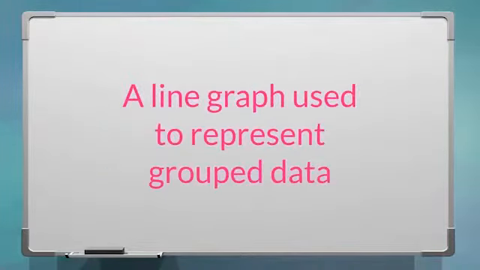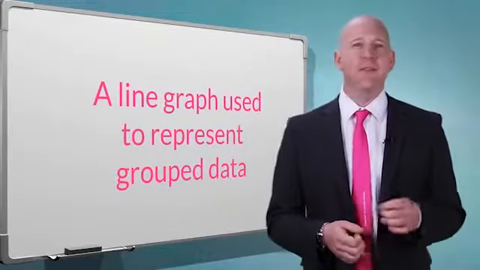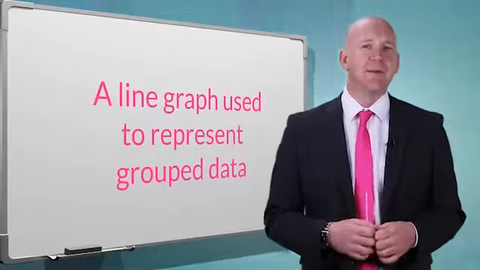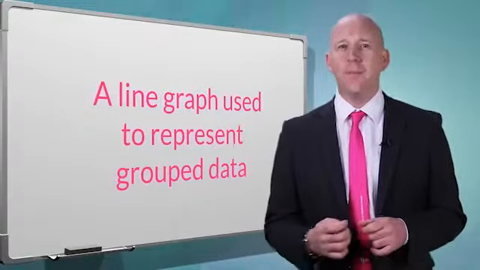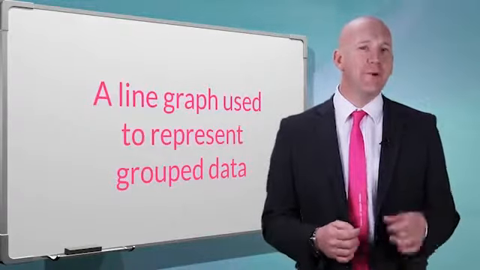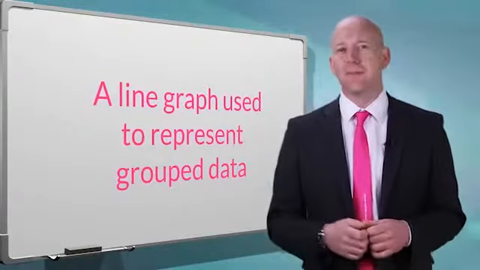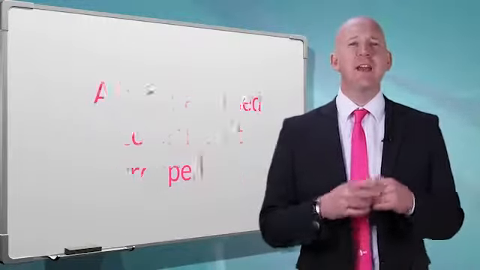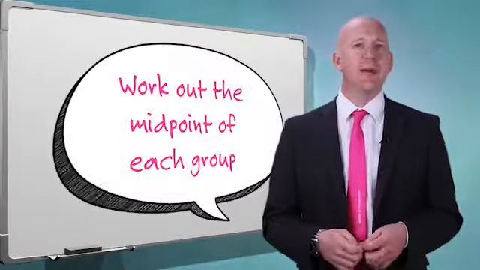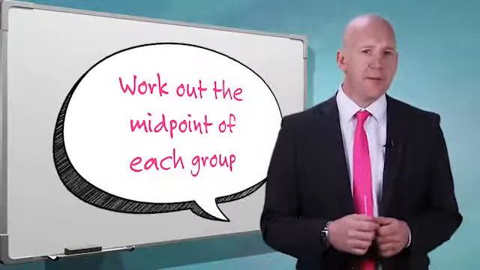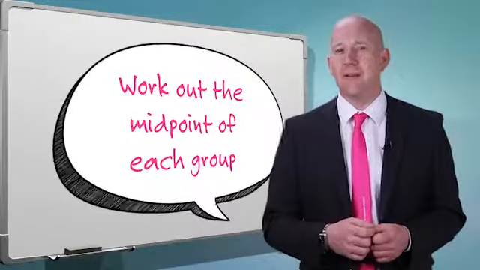So, a frequency polygon is a line graph that is used to represent group data. You have to be careful about where you plot the points though, as it is very easy to do this wrong and lose marks in an exam. What you'll need to do first is work out the midpoint of each group, as it's here where you need to plot the frequencies. This is how you do it.